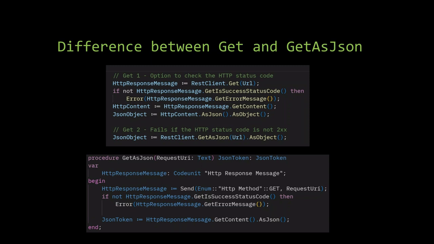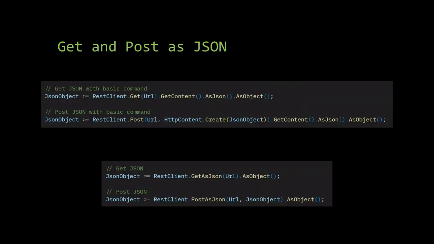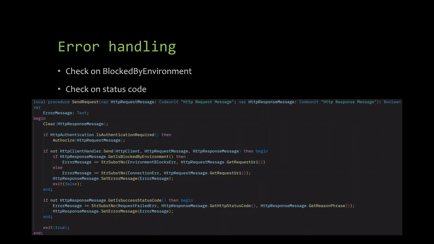So why would you bother? In case this fails, there is no success status code, then you get an error message. You could even catch it with a try function. Now the point is that if you call send, that is in fact what you call the get. We get into this one here, and here we also have a set error message and it returns false.